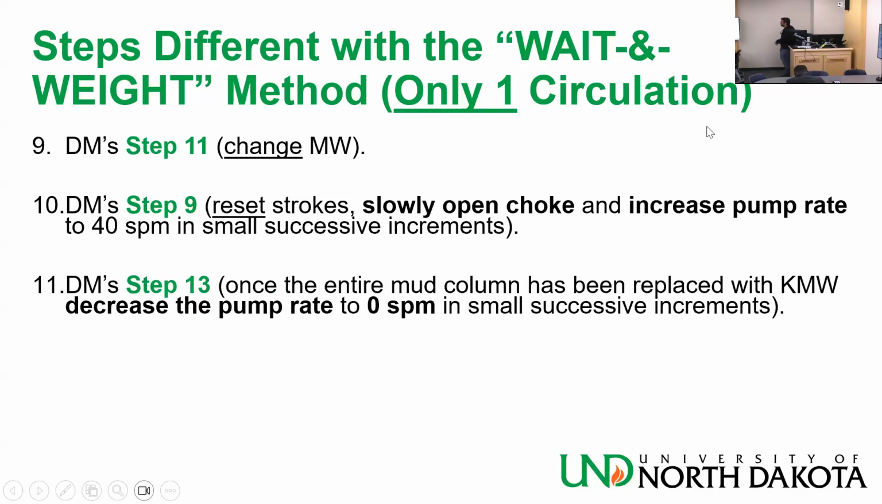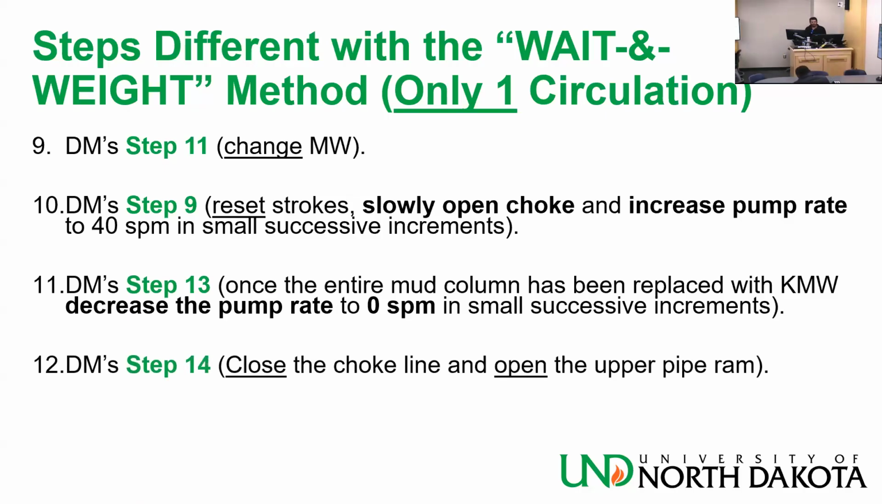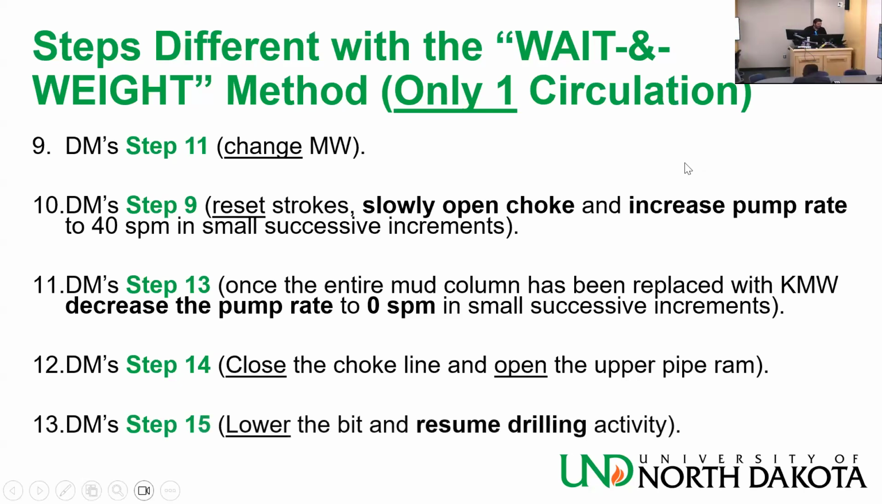Step number 11, you use DM's step number 13. DM is driller's method. Once the entire mud column has been replaced with kill mud weight, decrease the pump rate to 0 in small successive increments. And then step number 12 is DM's step 14. Close the choke line and open the upper pipe ram. Basically, open the well back to normal drilling operation. And finally, step 13 is DM's step 15. Lower the bit and resume drilling activity.